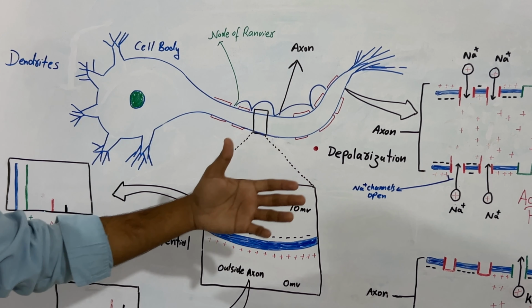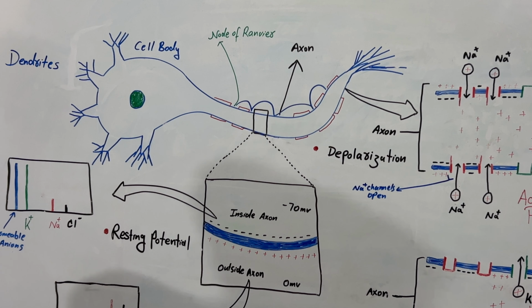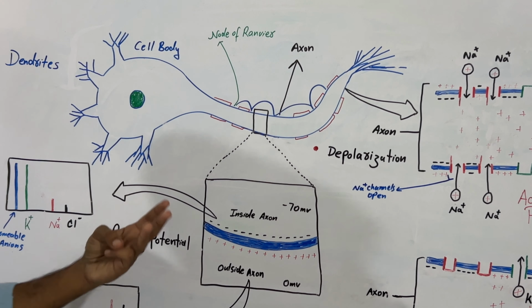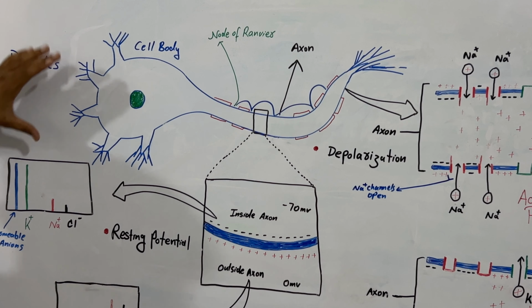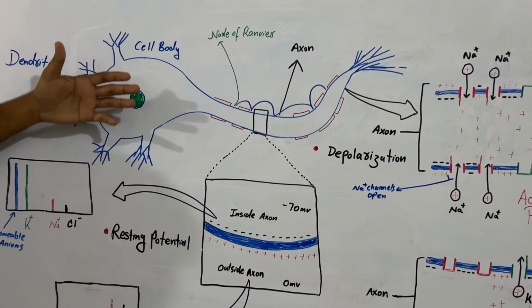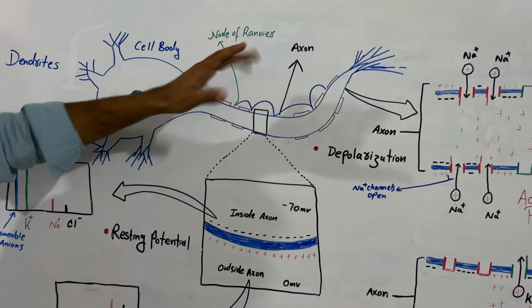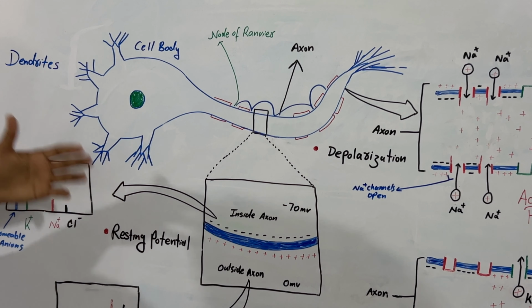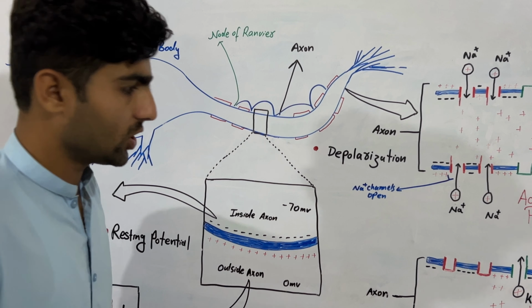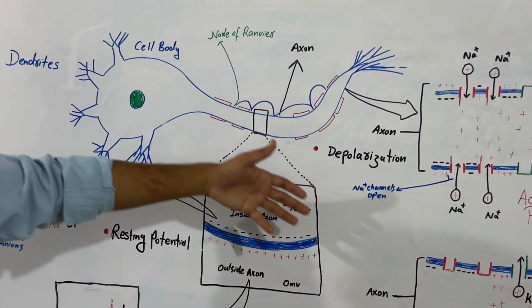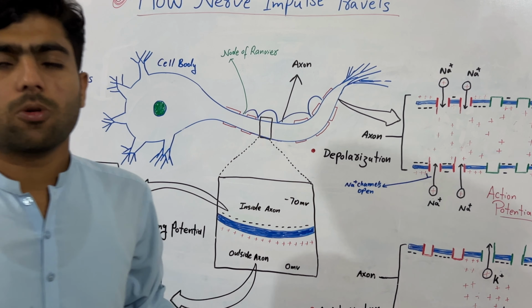This is a neuron, the basic unit of our nervous system. It has three major parts: dendrites, which receive signals, the cell body, which processes them, and the axon, which carries the signal away from the cell body. The electrical signal, known as action potential, travels along this axon, just like a current moving through a wire.